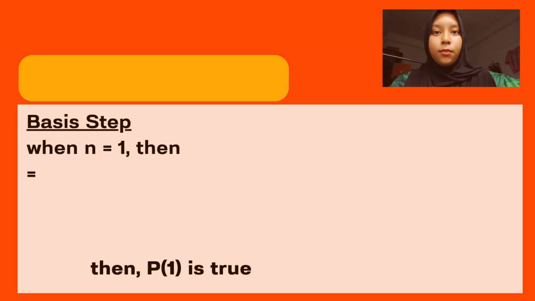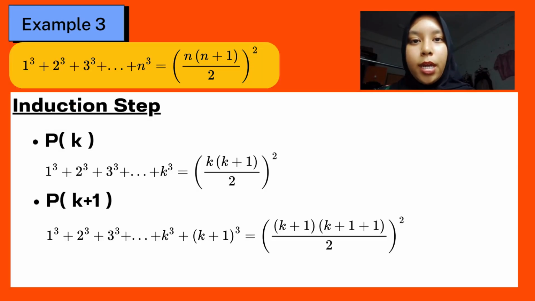So P(1) is true. Next, for the induction step, we assume that the statement is true for n equal to k. For P(k), 1 cubed plus 2 cubed plus 3 cubed plus k cubed equals k multiplied by k plus 1, divided by 2, to the power of 2.